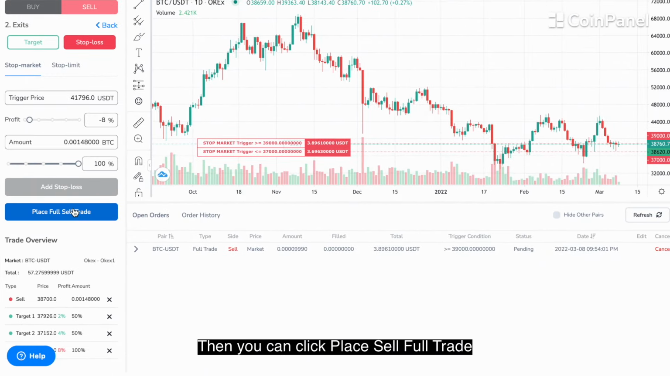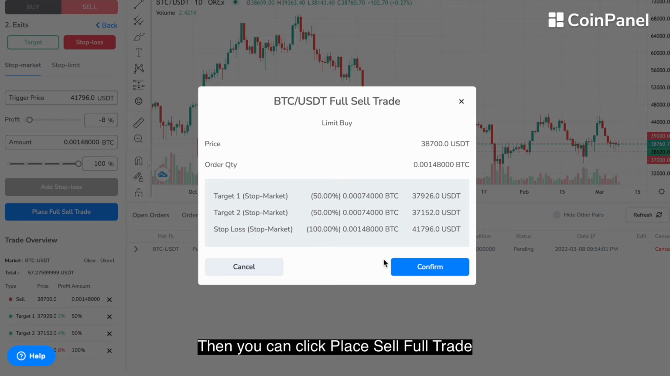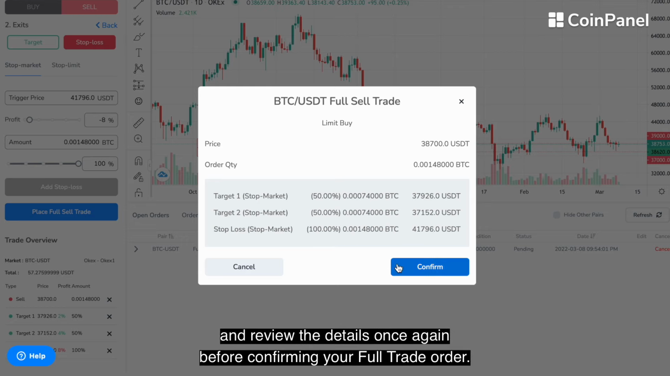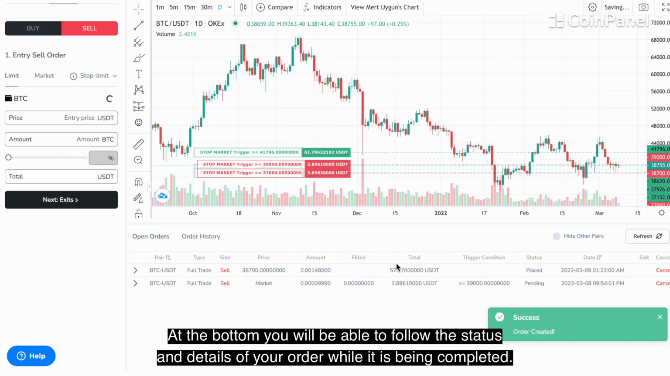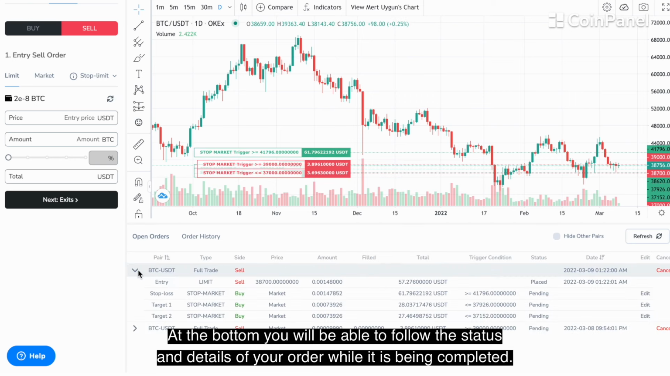Then you can click Place Sell Full Trade and review the details once again before confirming your full trade order. At the bottom, you'll be able to follow the status and details of your order while it is being completed.